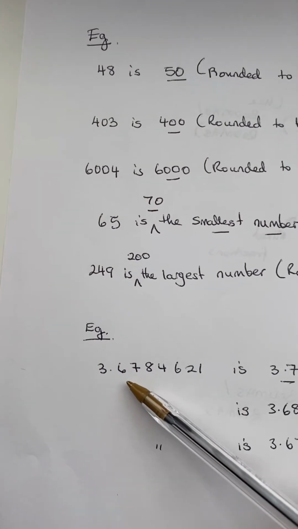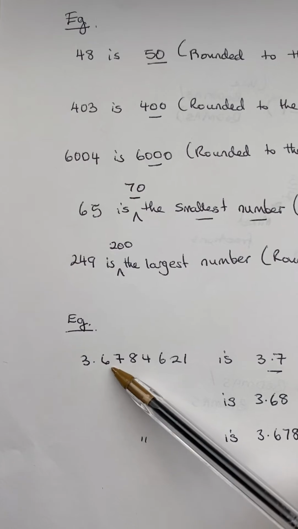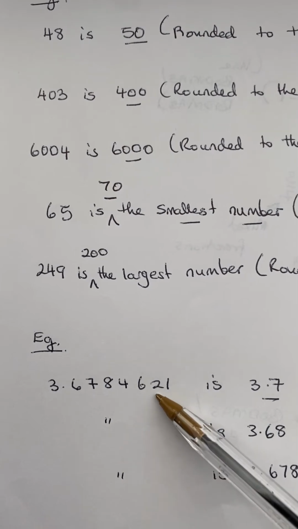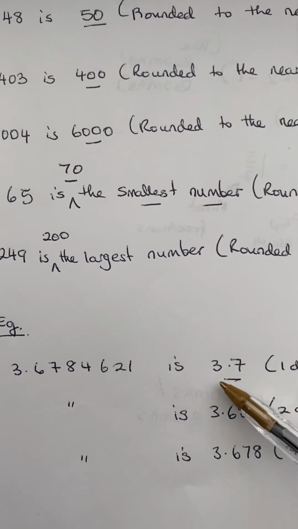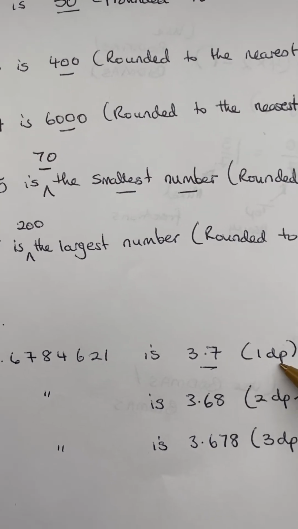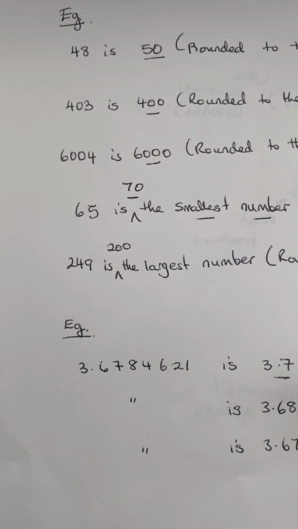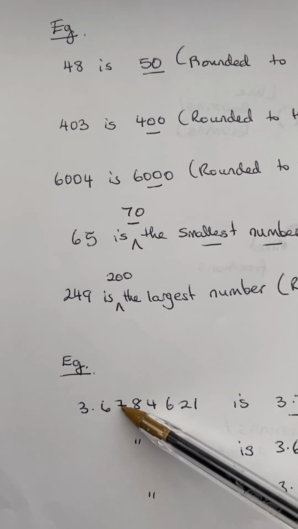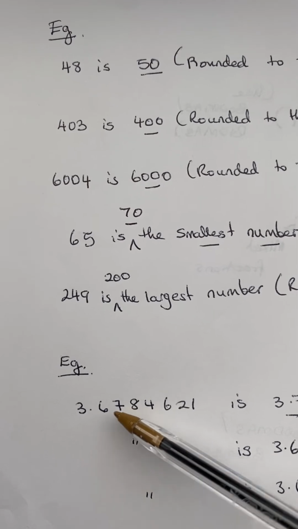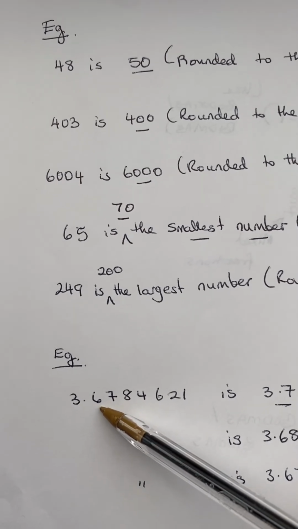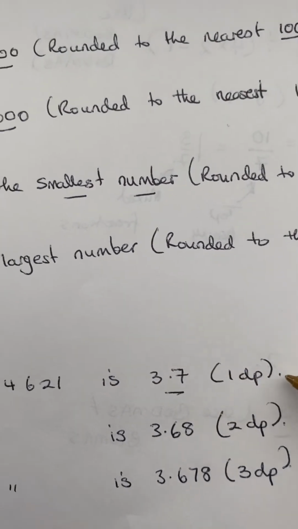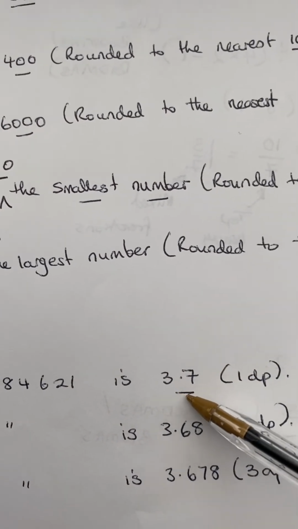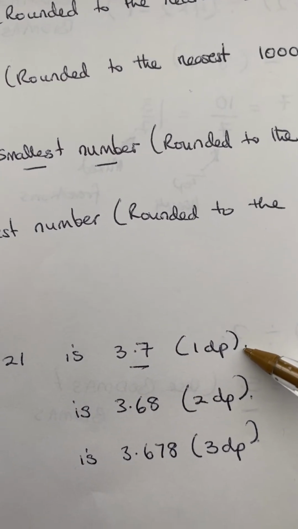Now let's look at this decimal. 3.6784621 is 3.7 to one decimal place. So one decimal place, this is where we draw the line. But the 7 here is greater than 5, so it becomes 3.7 to one decimal place. So we've reduced this whole number to 3.7.